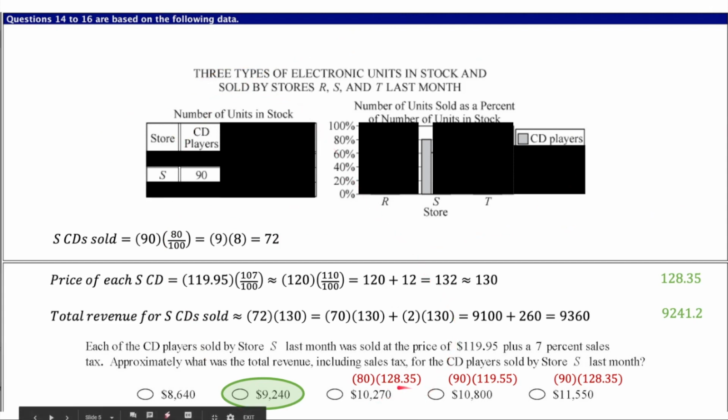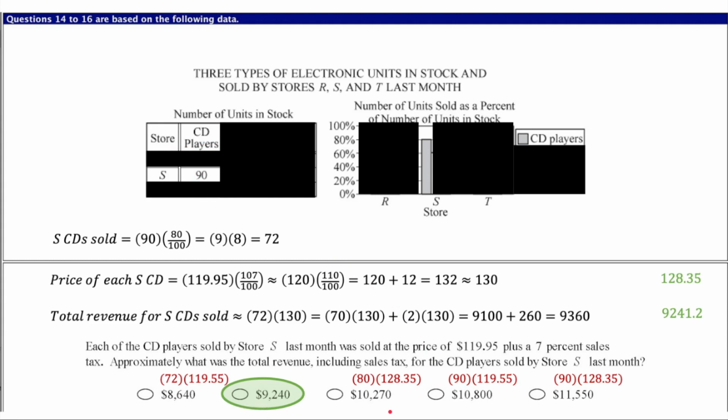All right, C is an interesting one. We got that sales tax again, but this time, instead of doing the number of units sold, they did the percent of units sold. They saw this sold up here and went, done. That's my number, it's 80. Instead of thinking, oh no, this is a percent, it's not a real number, I can't use it by itself, I need to combine it with the information about the number of units in stock. So bummer of an answer choice.